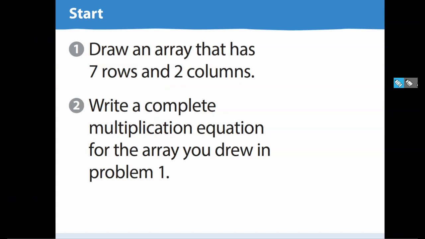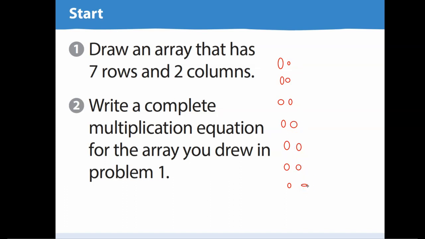All right. So let's do these together. It says draw an array. Okay. So with an array, I need what? Tell me. Just say it. Rows and columns. Perfect. It says I need 7 rows. Got it. 7 rows. 1, 2, 3, 4, 5, 6, 7. And then how many in each row? Or how many columns? 2. So I just need 2 more columns, right? I mean, 1 more. 1, 2, 3, 4, 5, 6, 7.